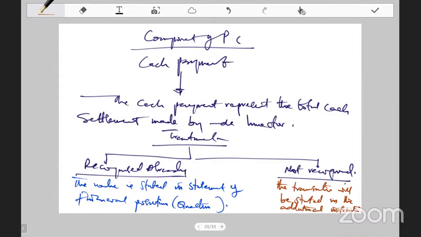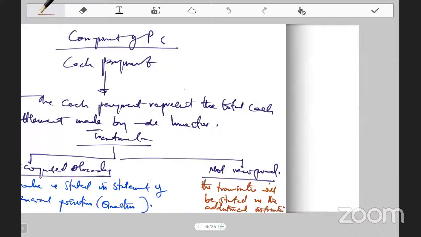Yes. Now, sir, the question is, if the amount is already stated in the statement of financial position, what do you do? You don't do anything. You just pick the value and take it to your goodwill computation. But what happens if you see that the value has not been recognized in the statement of financial position?